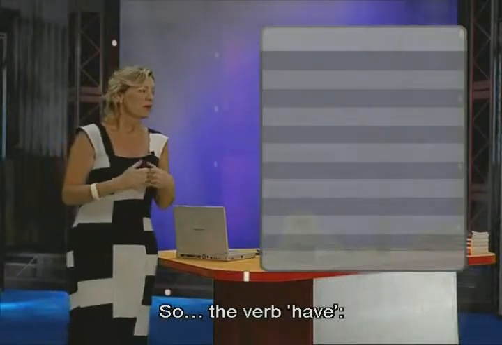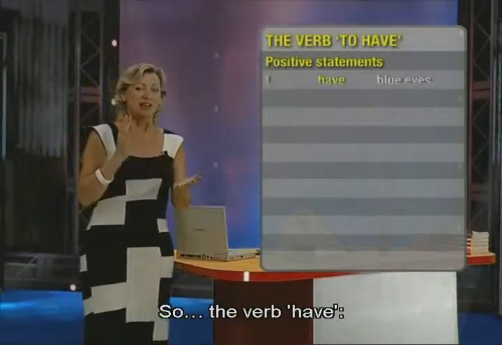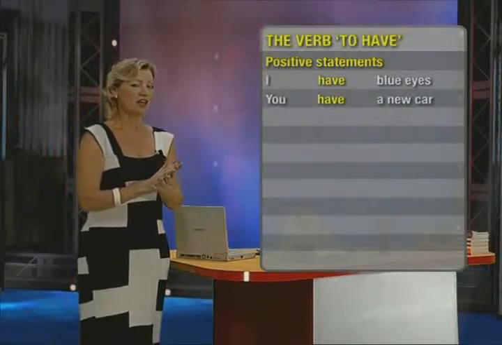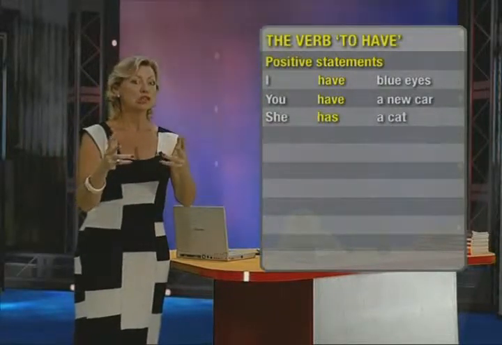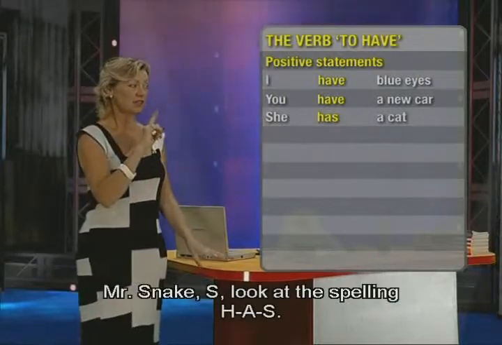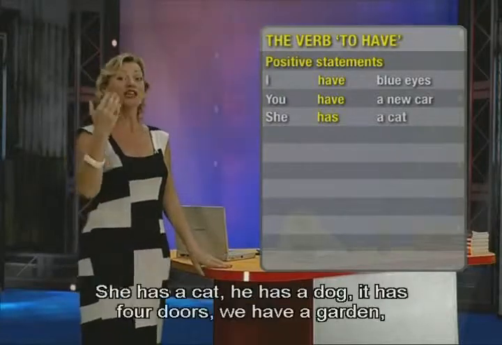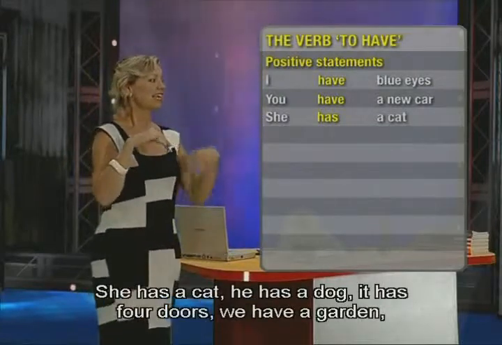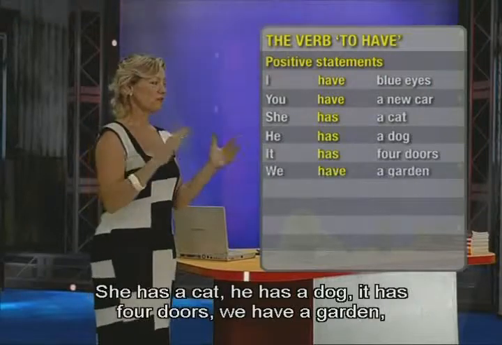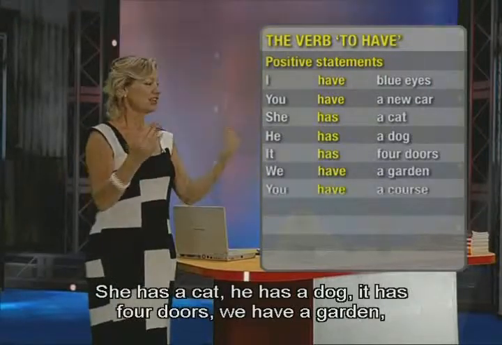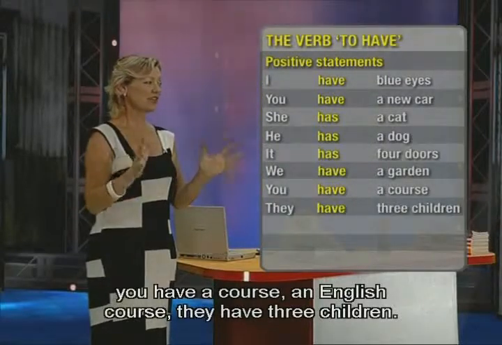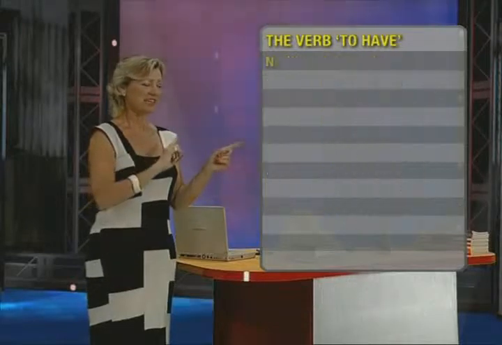So, the verb have. I have blue eyes. You have a new car. She has... Third person, Mr. Snake, S. Look at the spelling, H-A-S. She has a cat. He has a dog. It has 4 doors. We have a garden. You have a course, an English course. They have 3 children.